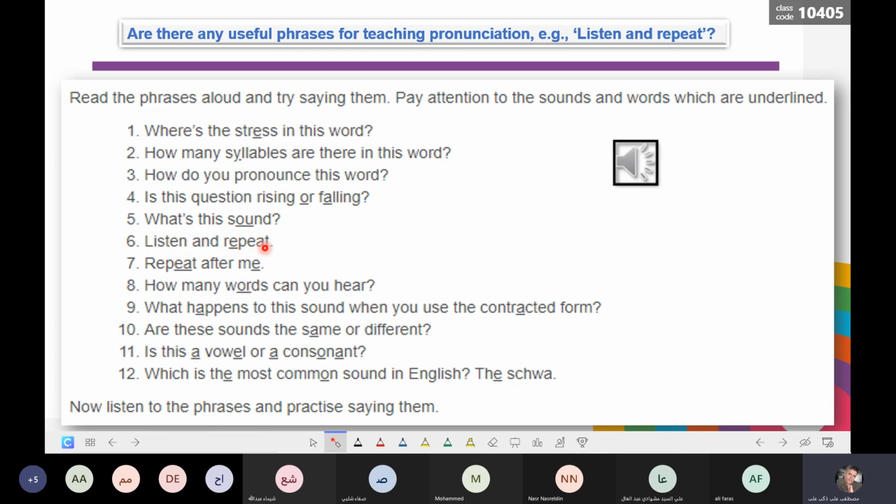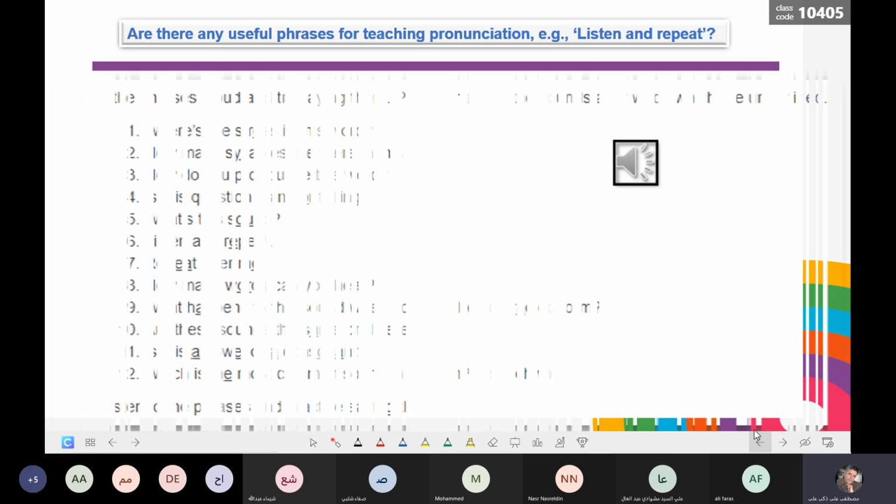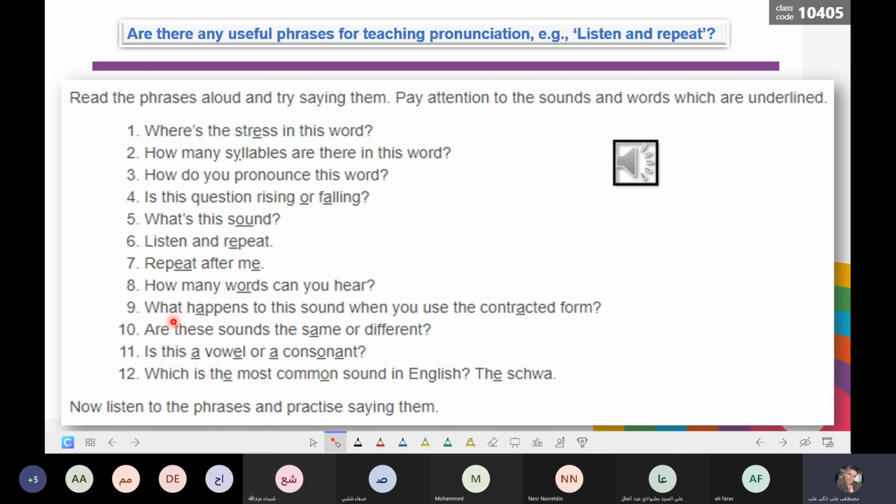Okay, listen and repeat. Repeat after me. How many words can you hear? Where's the stress in this word? How many syllables are there in this word? How do you pronounce this word? Okay. How many words can you hear? What happens to this sound when you use the contracted form?